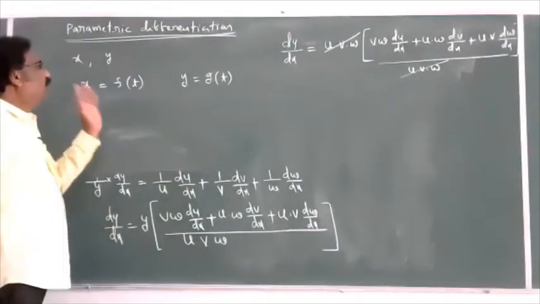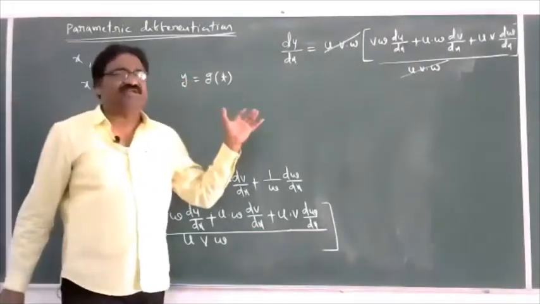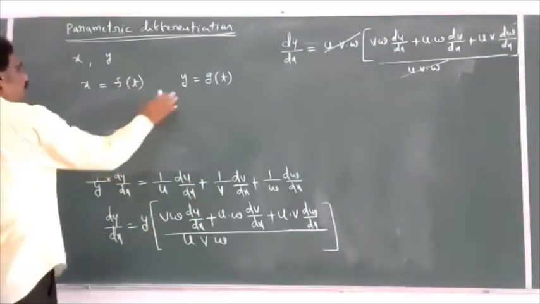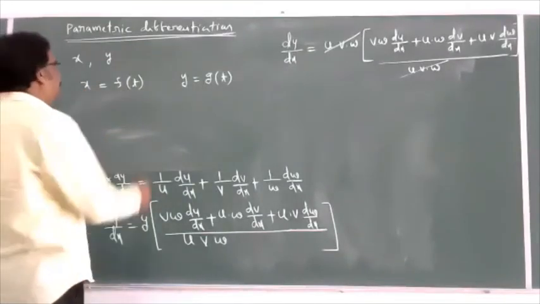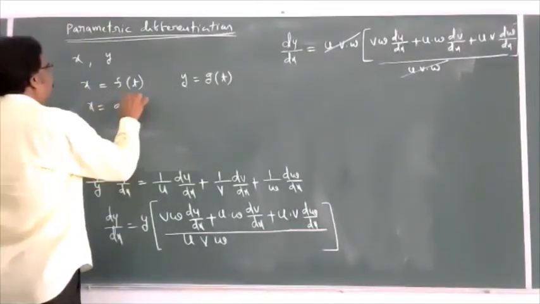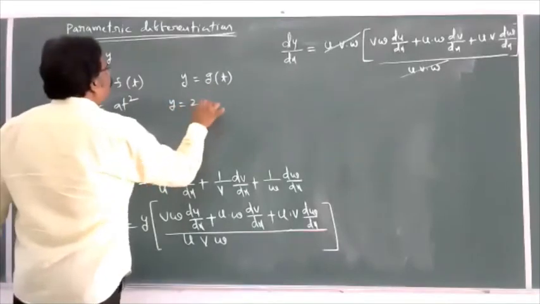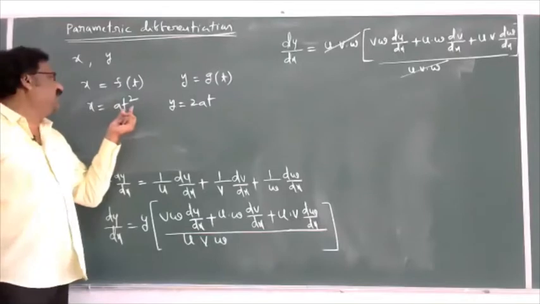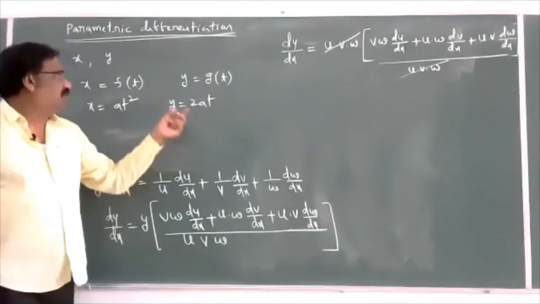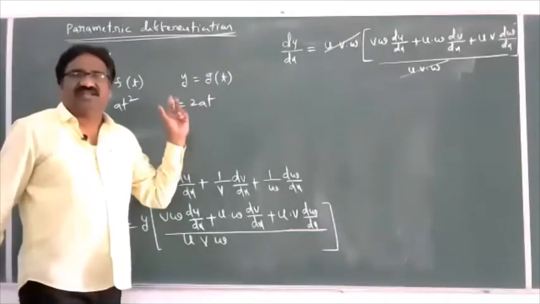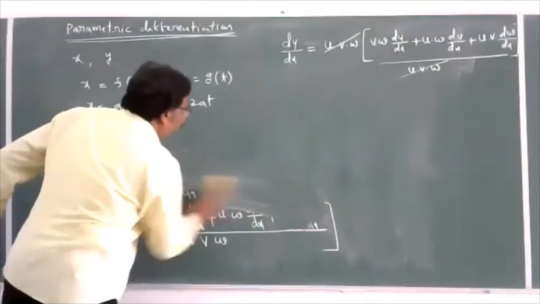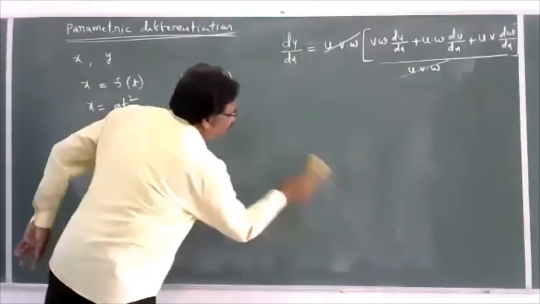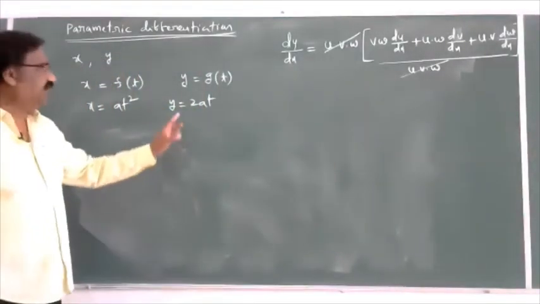For example, we want to differentiate these parametric functions. First, you can get the relation by eliminating the t. For example, if you take x is equal to at square, y is equal to 2at. X is a function in terms of t, and y is another function in terms of t. So we want to eliminate t here. Then we get the relation in terms of x and y.